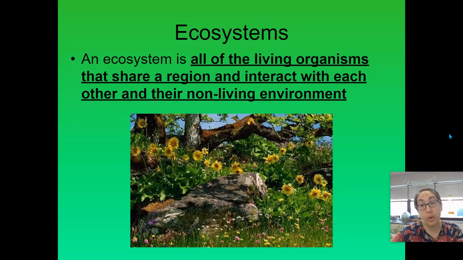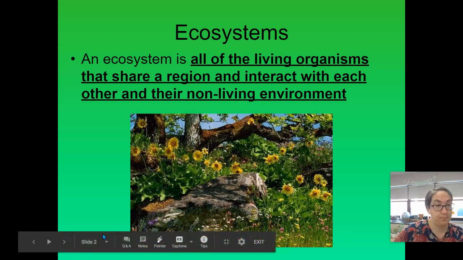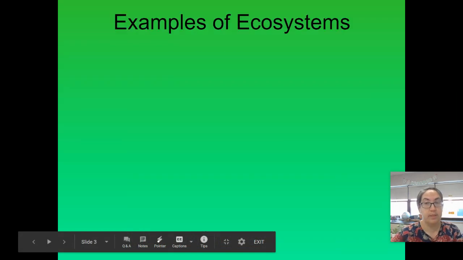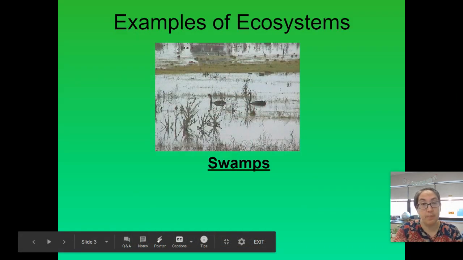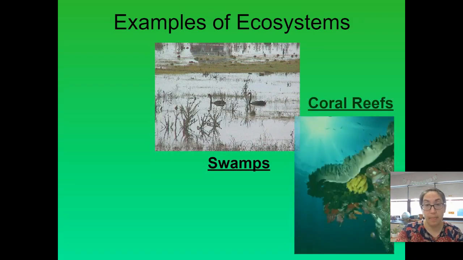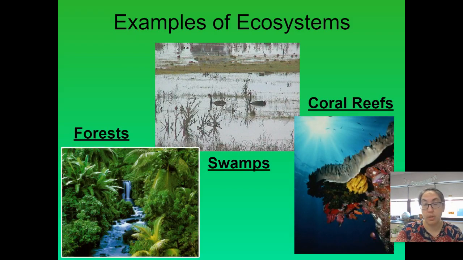So ecosystem, what is an ecosystem? It's all of the living organisms that share a region and interact with each other and their non-living environment. So if you look at this picture, we can identify things that are part of an ecosystem that are alive, like the flowers and the trees, and some things that are not alive, such as this rock. So examples of ecosystems include things like swamps, coral reefs, tropical rainforests.